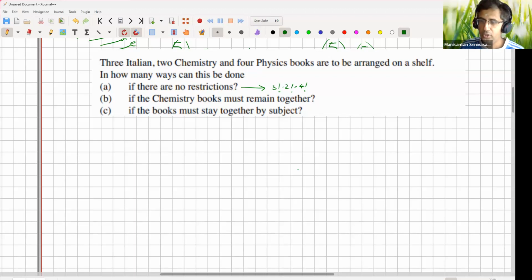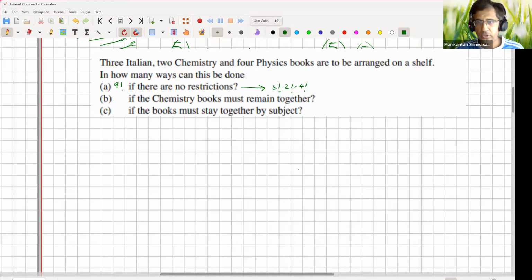Sarah, do you agree or disagree with her? I mean, the way I saw it, even though they said 3 Italian, 2 chemistry, 4 physics, they're all ultimately different books by different authors, as we said. So then I just did 9 factorial because I have 9 different books I can arrange in 9 factorial ways. Okay, so what Sarah is doing is they're all different books. I don't care what's written inside. It's 9 different books, 9 factorial ways.